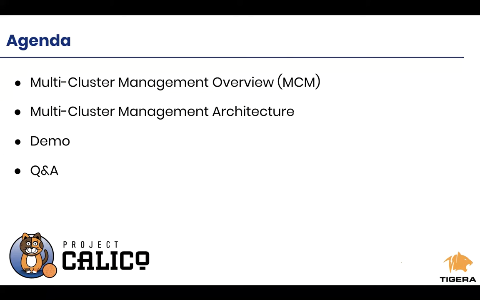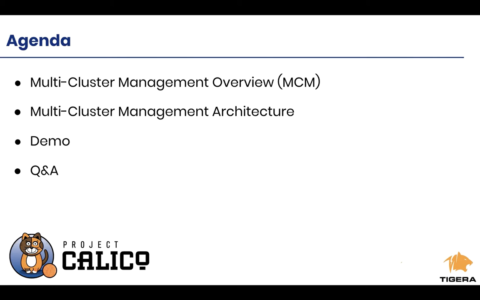Today, this is the agenda. We're going to do an overview of Calico Enterprise multi-cluster management. We're going to go over the high-level architecture of how Calico Enterprise multi-cluster management is designed. And then we're going to do a demo. We'll start off by giving you a tour of multi-cluster management: the visibility, the observability, the management, and the ability to see all of the functionality through a single pane of glass.